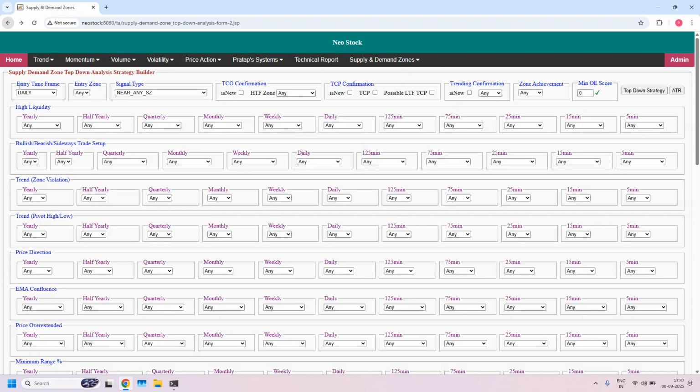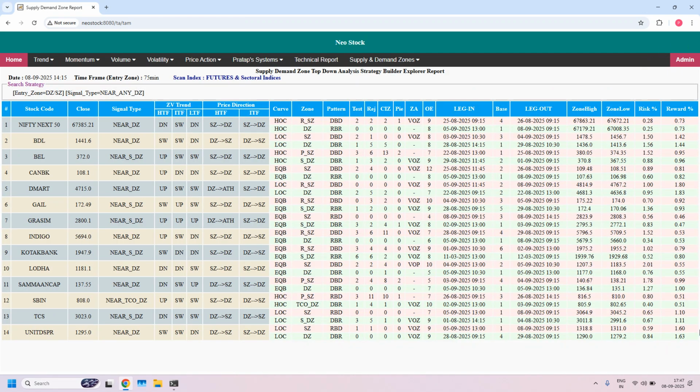Next time frame is 75 minutes. Stocks near the 75 minutes demand zone. We got 14 stocks. Let us identify 75 minutes high liquidity demand zones from this list. BEL is having a 75 minutes high liquidity demand zone. Next one, GAIL is having a 75 minutes high liquidity demand zone. It is also having a 75 minutes high liquidity supply zone. So on either side you may get trade opportunities.